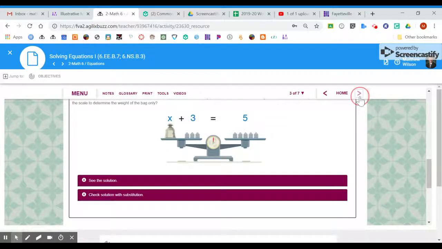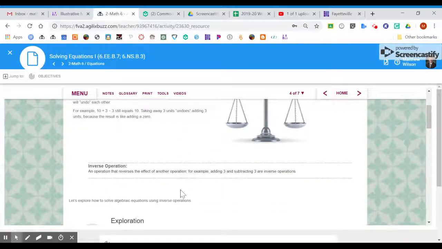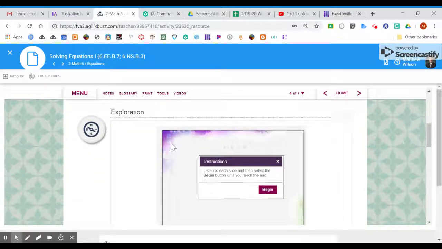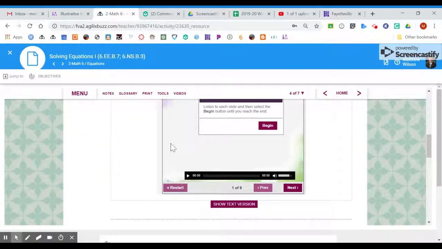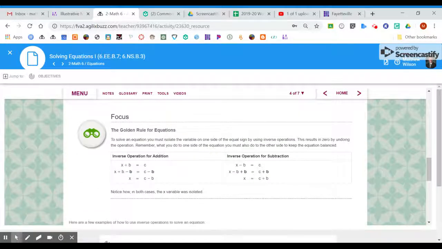How do I know if something's balanced? So when you get to something where it talks about inverse operations or solving with opposites, but if you add something to one side, you've got to add it to the other side. If you take away something, a number to one side, you got to take away to the other side. So all these inverse operation ideas are very critical when you are solving equations and inequalities.